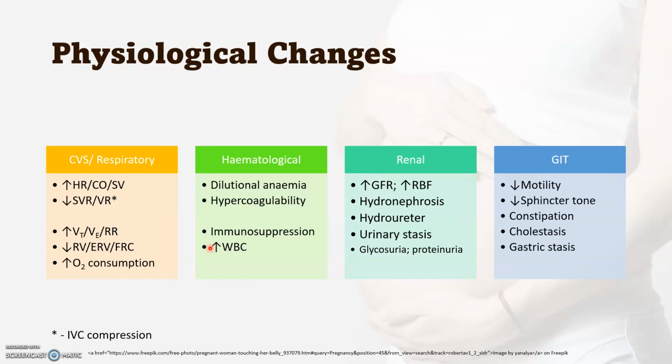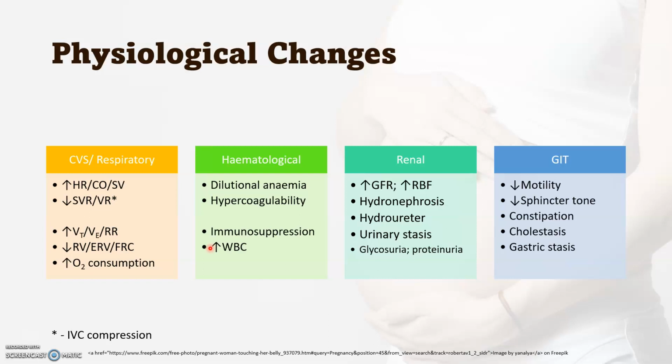So as far as the cardiovascular system is involved, there's about a 50% increase in the total blood volume in a pregnant woman because of the placenta, and that leads to an increase in cardiac output, both because of an increase in heart rate and an increase in stroke volume. At the same time, because of the effects of progesterone, the systemic vascular resistance drops, and there may be some effect on venous return, particularly in late pregnancy due to IVC compression.